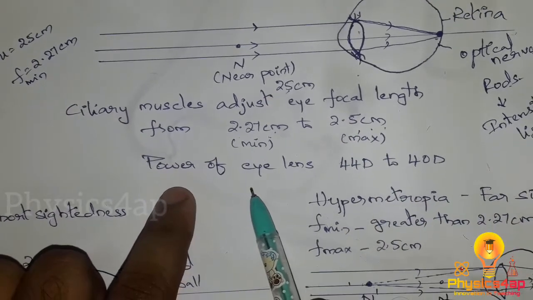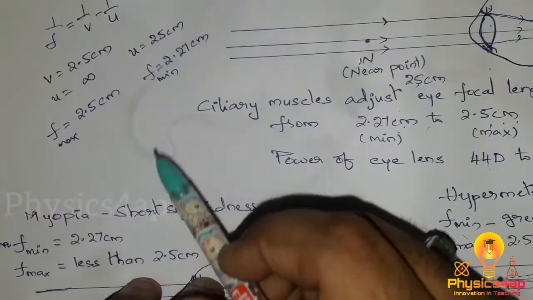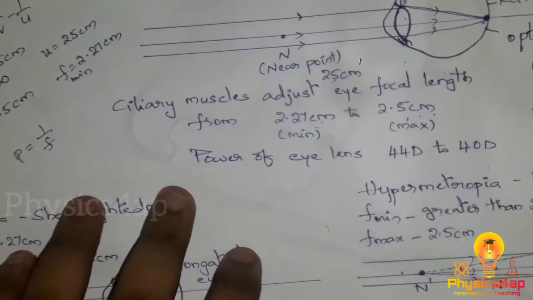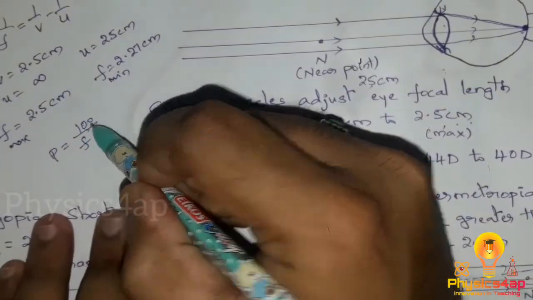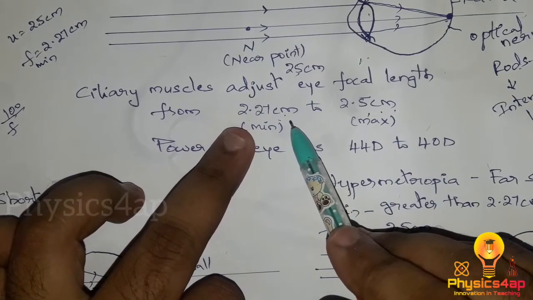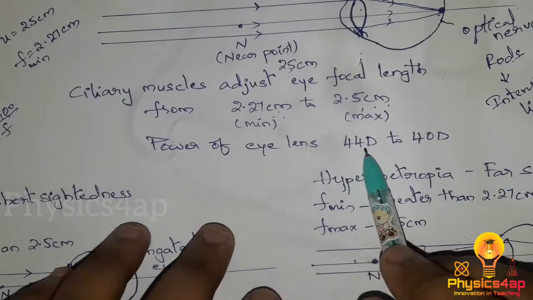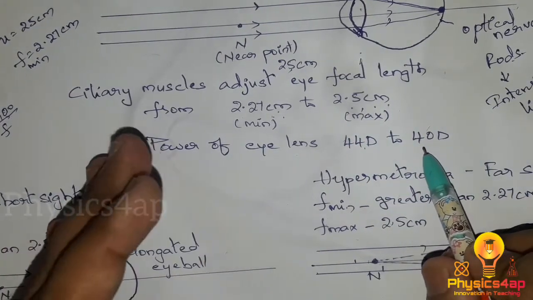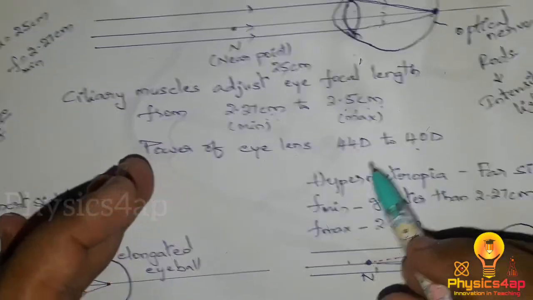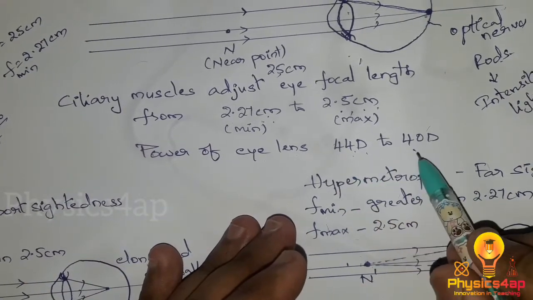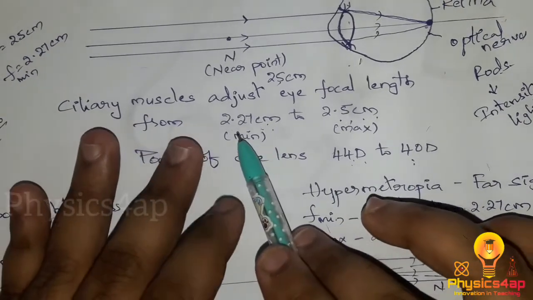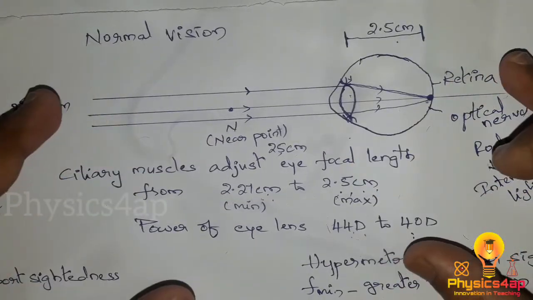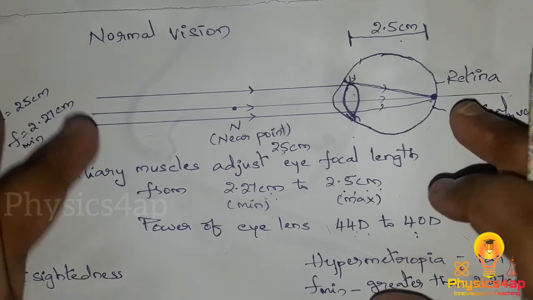Coming to the power of the lens, as we have discussed earlier, power is equal to the reciprocal of the focal length. Here, as it is in centimeters, it is 100 by f. For 2.27, we get the power as 44 diopter, and for 2.5, that is 100 by 2.5, we get 40 diopter. So the power of our eye lens is adjusted between 44 diopter and 40 diopter, and the focal length from 2.27 to 2.5 centimeters. This is the ray diagram and the basic information for normal vision.